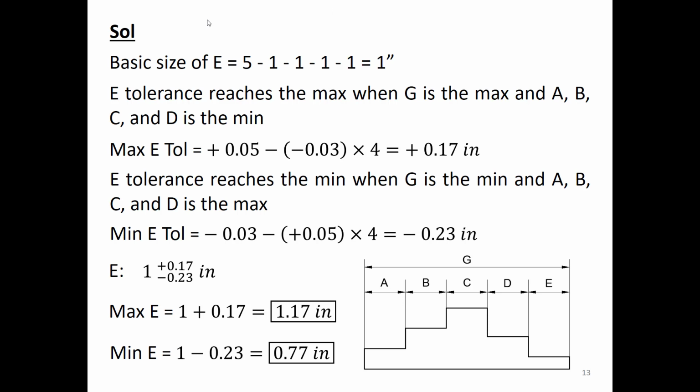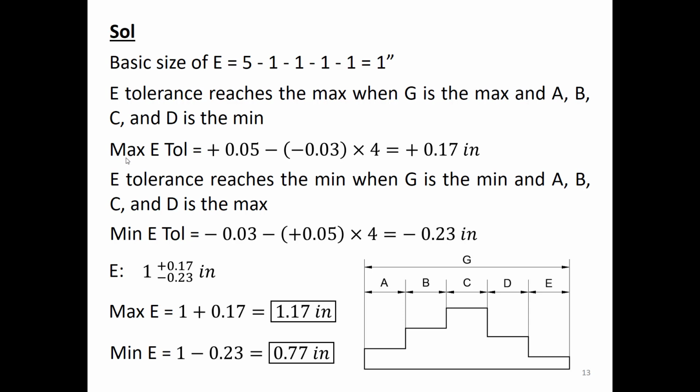First of all, we are going to calculate the basic size of E. The basic size of E is going to be the basic size of G subtract the basic dimension of A, B, C, D, which is 5 subtract 4. So the basic size of E is going to be 1 inch. And now let's take a look at the tolerance of E.